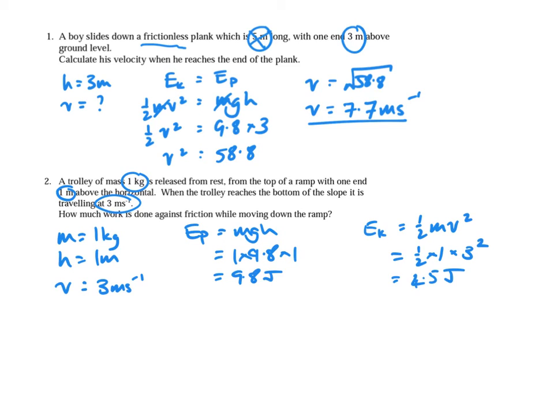So the work done due to friction is the difference between these. You started with 9.8 joules. You know where 4.5 of that has gone, so the remaining 5.3 joules is the work done against friction.